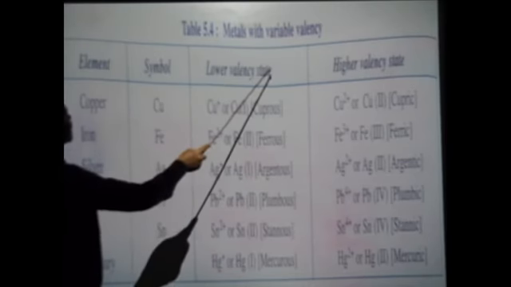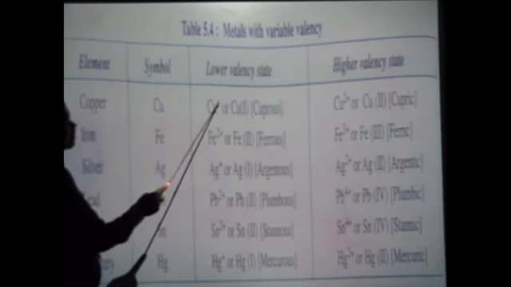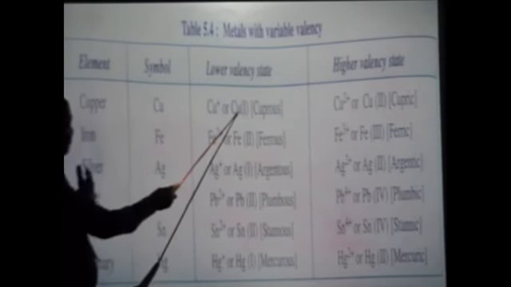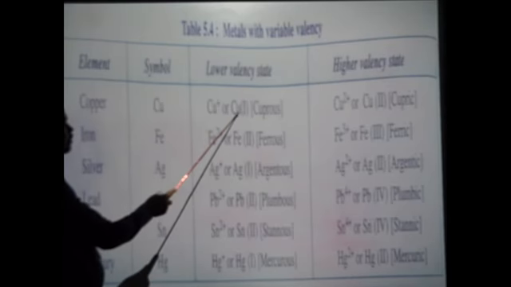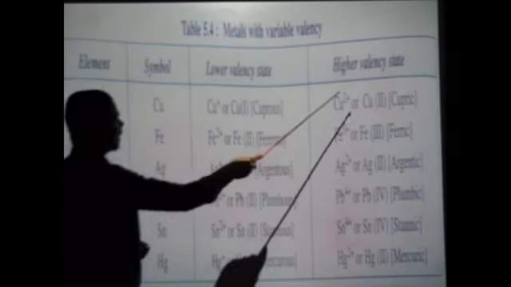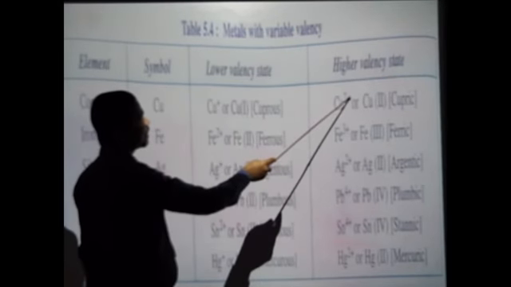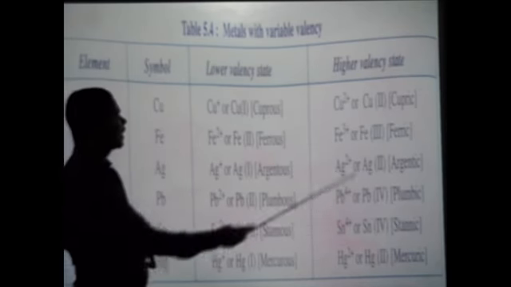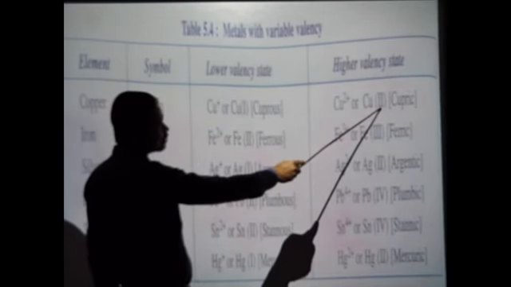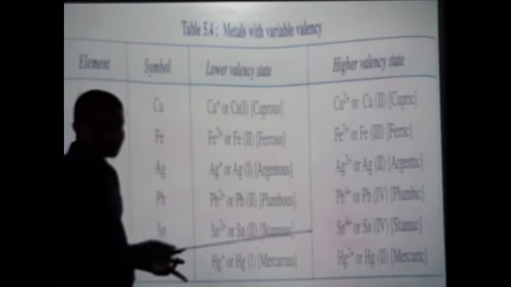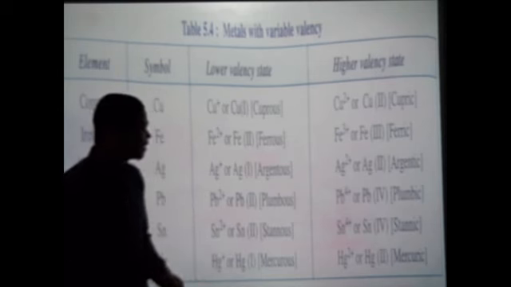See, the lower valency state is Cu+. There is only one positive charge, so the valency is 1. In the modern IUPAC system, it is written as copper(I), cuprous. And the higher valency is Cu2+, meaning valency 2, written in Roman numerals as II. The name will be cupric. Lower will be OUS, higher will be IC.